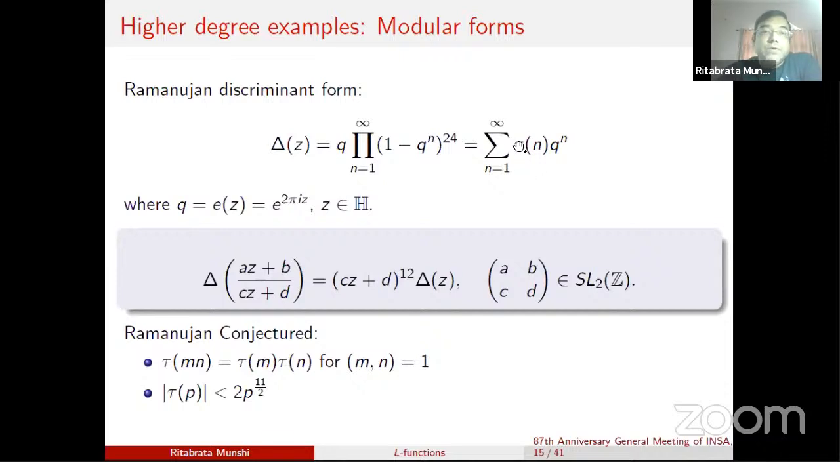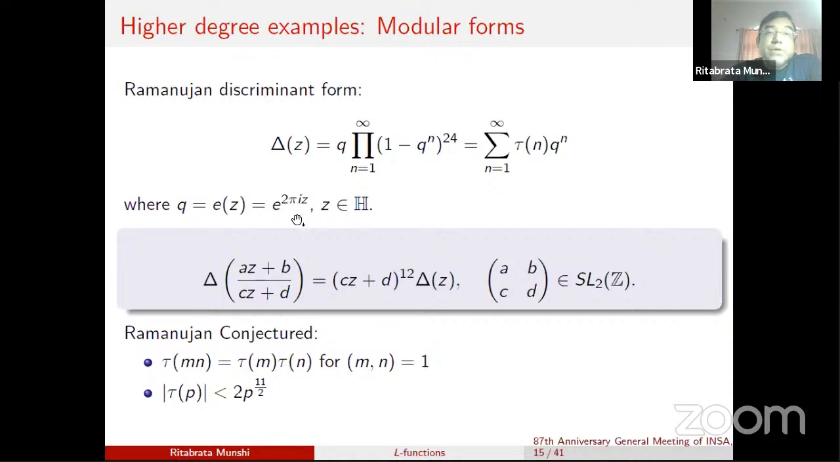Ramanujan wrote down some remarkable properties of these tau functions, which later came to be known as the Ramanujan conjectures. One of them is that this tau function is multiplicative. So if m and n are 2 co-prime integers, tau of mn is tau m times tau n. And the more difficult conjecture was that the size of tau p is bounded by twice p to the power 11 by 2. You may wonder where this number 11 by 2 is coming from. That is because delta of z is a modular form.